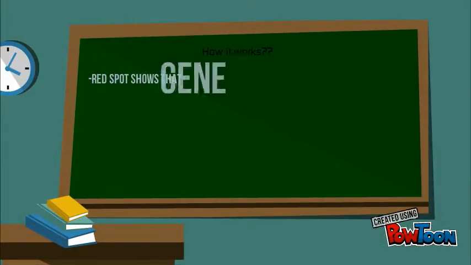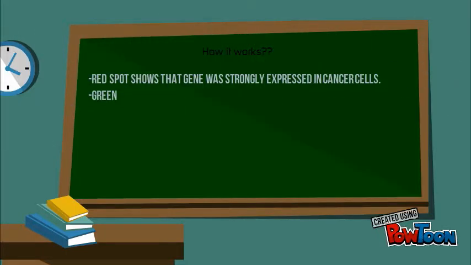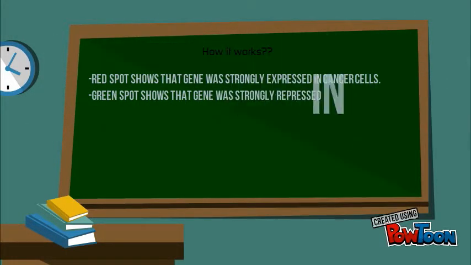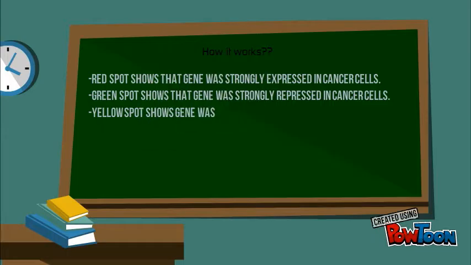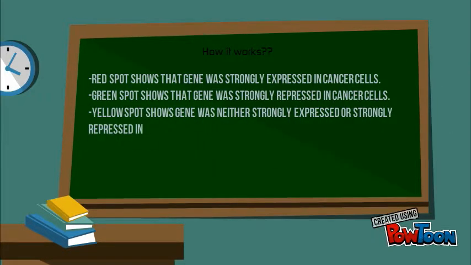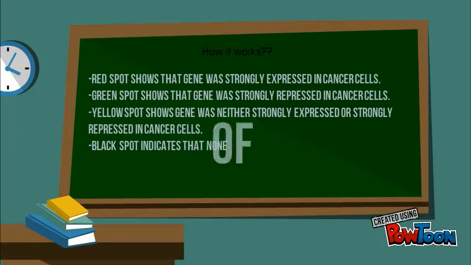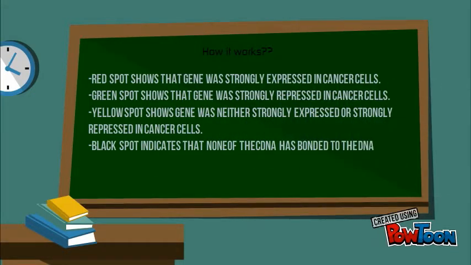A red spot shows that the gene was strongly expressed in cancer cells. A green spot shows that the gene was strongly repressed in cancer cells. A yellow spot shows the gene was neither strongly expressed nor strongly repressed in cancer cells. A black spot indicates that none of the cDNA has bonded to the DNA in the gene.